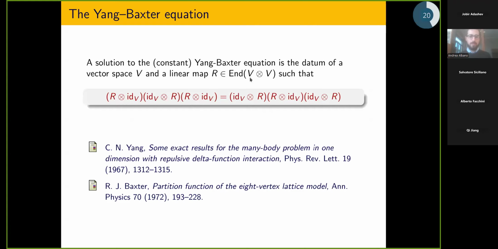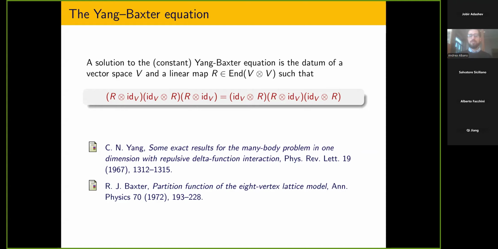Now, very briefly, given a vector space V and a linear endomorphism R on the tensor square of V, we say that R is a solution to the constant Yang Baxter equation if it satisfies the equation on the screen. As you may already know, the Yang Baxter equation is one of the most fundamental identities in mathematical physics that arose in investigations of Yang and Baxter.